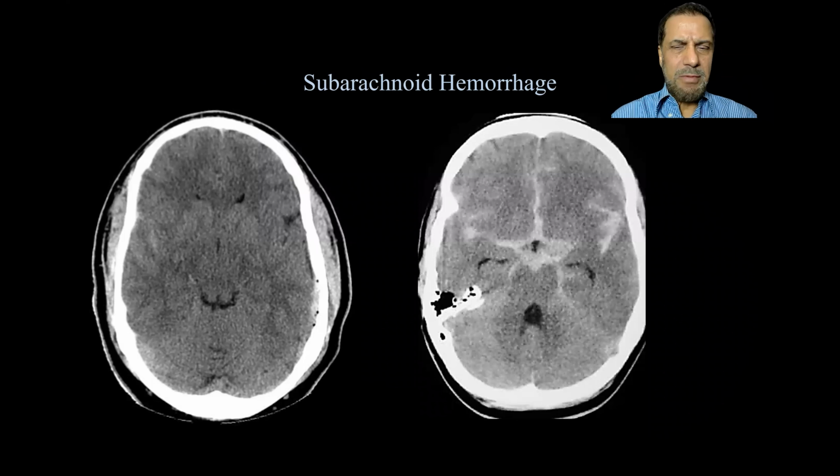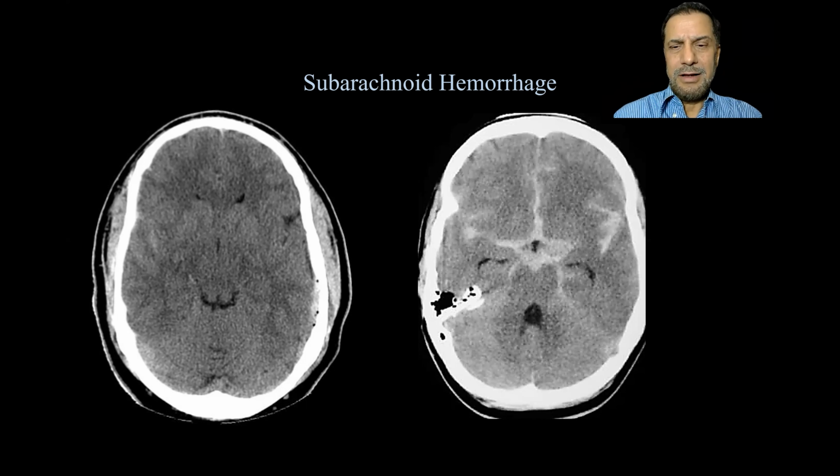Now, coming back to subarachnoid hemorrhage, many times you miss it because it can be a very subtle subarachnoid hemorrhage like this. But if you look very carefully, on the right side the sylvian fissure is not seen, and a little bit of whitish thing is seen here. But on the left side, it's normal.